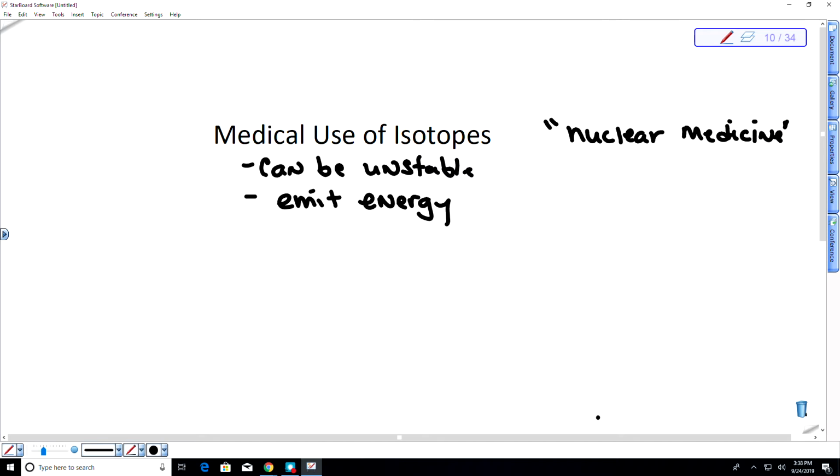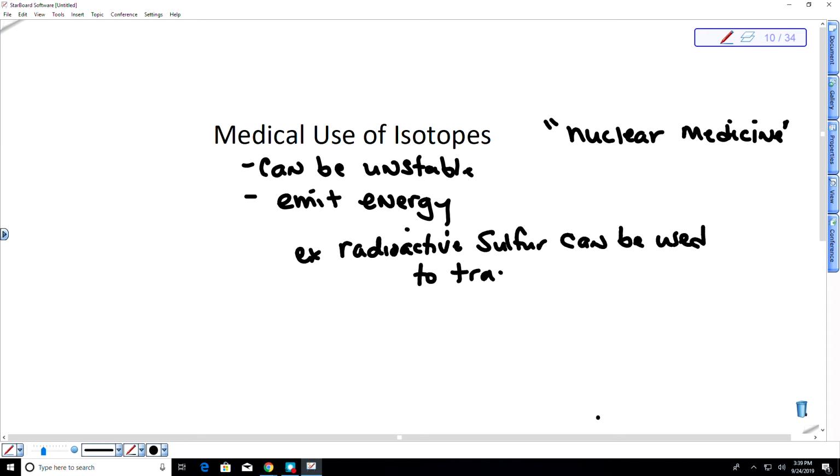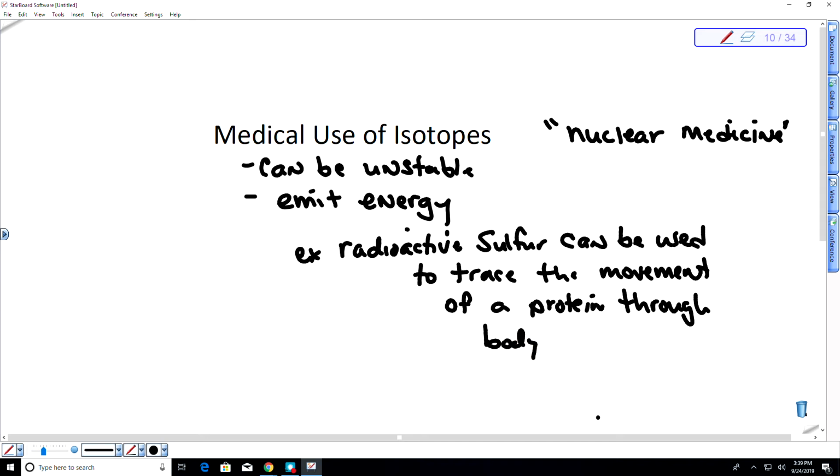So for example, you could label a protein with radioactive sulfur. And that protein, you could put it in the body, and then you could find where that radioactive activity went, and you would be able to trace that molecule in the body. So radioactive sulfur, this is an example, can be used to trace the movement of a protein through the body. So you would create the protein outside of the body, and then you would insert it inside the body, and then you would image the person, and you would look for where they lit up, because that's where the radioactivity was or is.